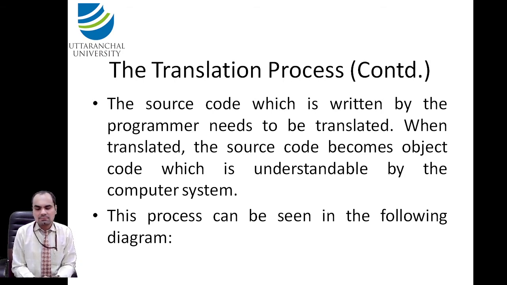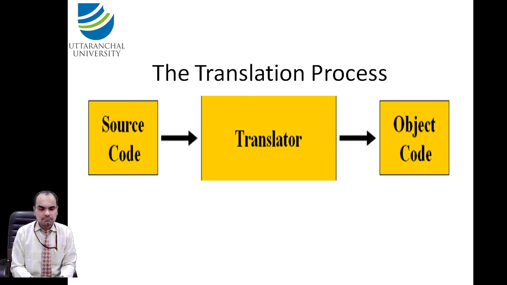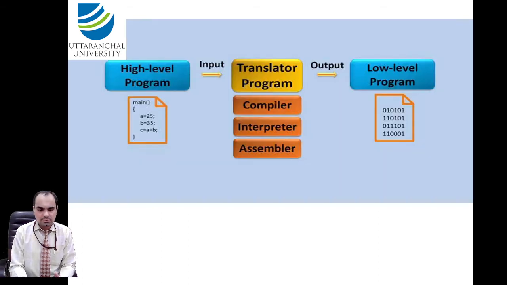The process can be seen in the following diagram. This is the translation process. As I told you, we start with the source code. After that, the translator is applied to the source code, and then we get the object code, or object file. So the object file is generated after the source file. This is the translation process of our compilation process.